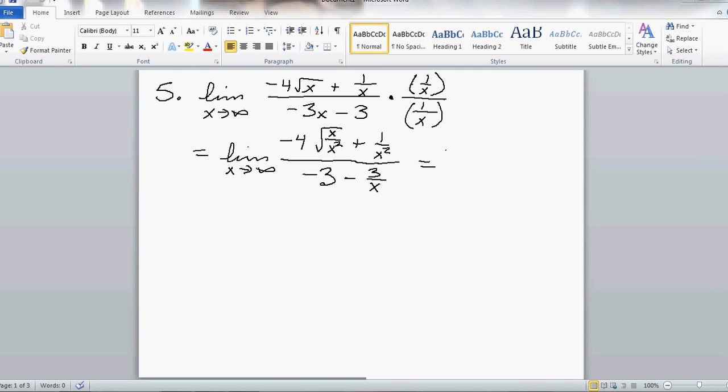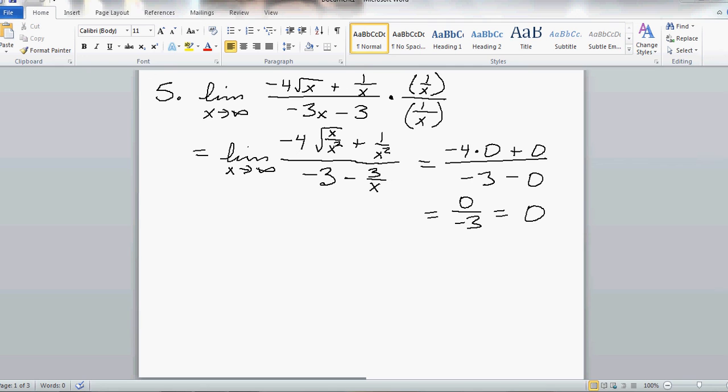We get negative 4 times 0 plus 0 all over negative 3 minus 0. Well, negative 4 times 0 plus 0 is 0, and negative 3 minus 0 is negative 3, and 0 over negative 3 is the boring answer of 0, which is perfectly okay.